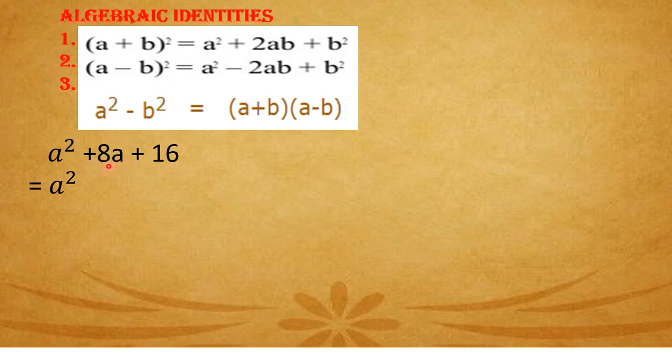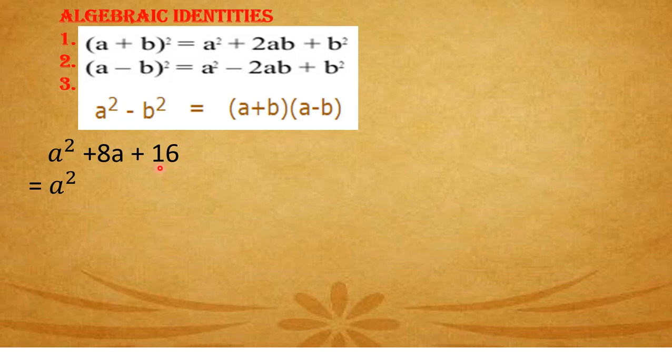Here, as we have done in the previous class, in class 7th, we have to find two values which, when we add them, give the middle term, that is positive 8, and the product of those two values is 16. So how will it be?